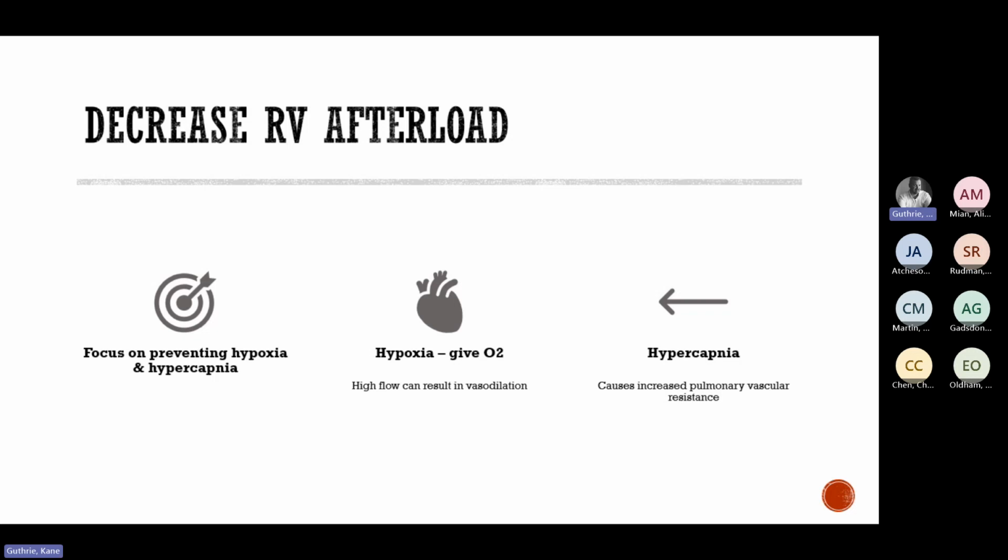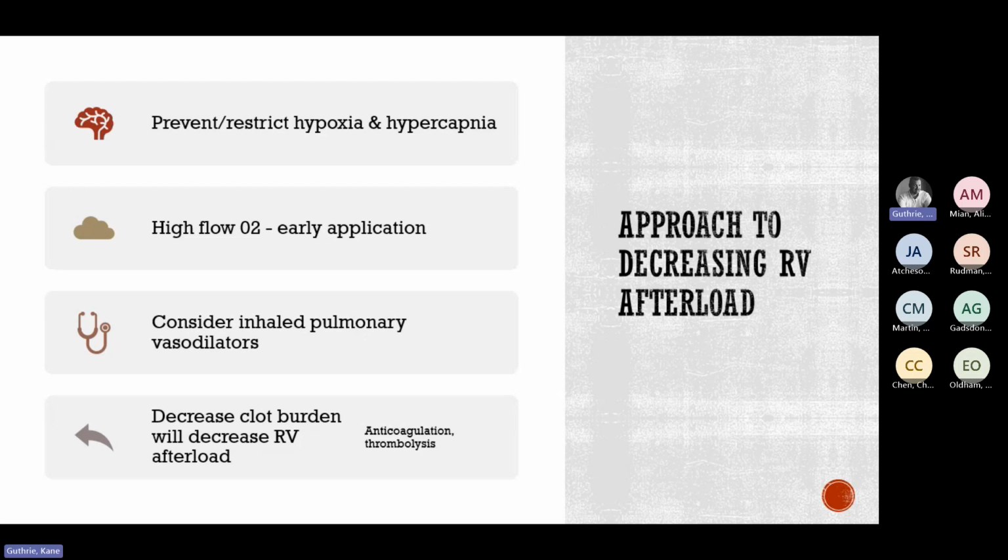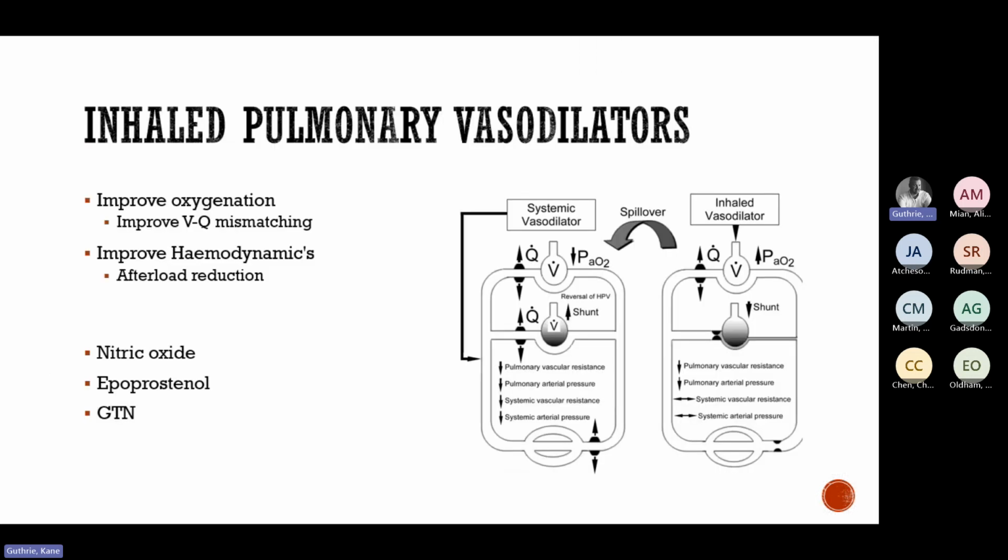So if they're hypoxic, you want to give them oxygen to get them up. But if they're hypoxic and hypercapnic, then we need to decrease their pulmonary vascular resistance. There are things we can do there, so thrombolysis, or we can do inhaled pulmonary vasodilators as well. So it's about preventing and restricting hypoxia and hypercapnia. We're going to give them high flow oxygen, so early application for that. Look at the inhaled pulmonary vasodilators, and that's about decreasing the clot burden that these patients are suffering from.